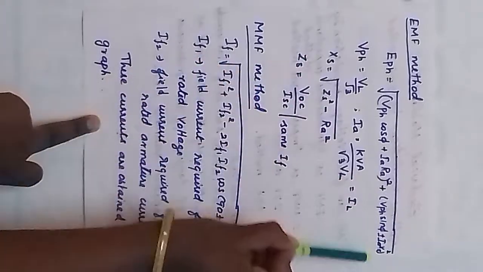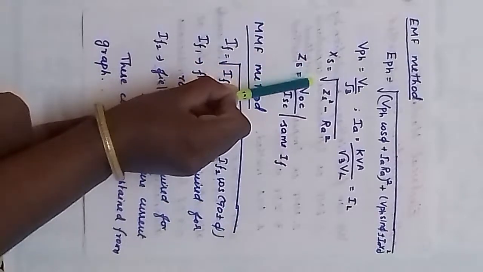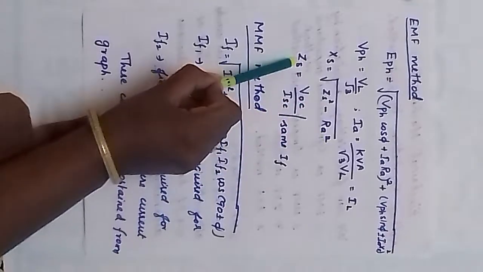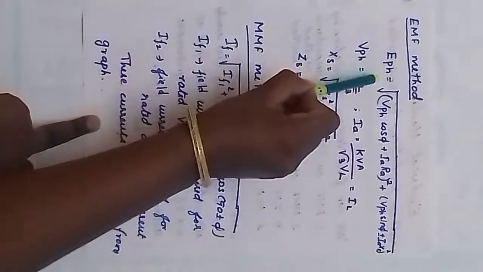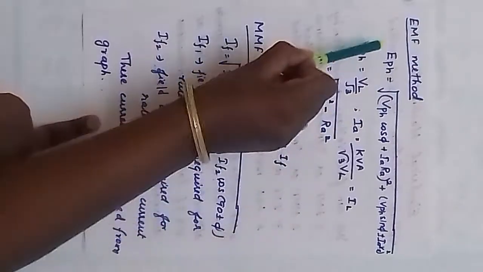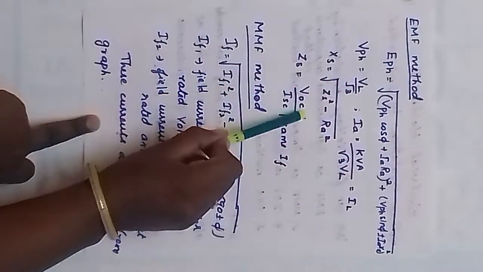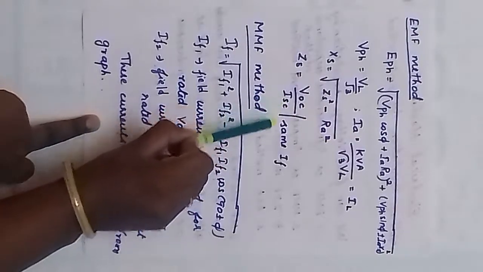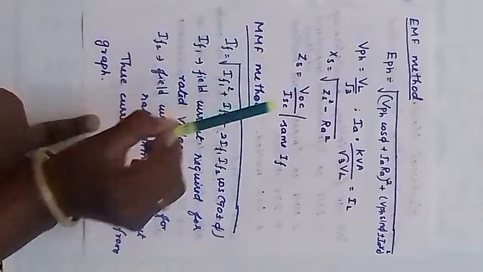And next one is Xs. Xs means synchronous reactance. For synchronous reactance, the formula is the square root of Zs square minus Ra square. Zs means synchronous impedance. So by finding the synchronous impedance, we get the value of E phase. That is why the method is named the synchronous impedance method or EMF method. The synchronous impedance is VOC divided by IAC, and these two values must be taken for the same value of field current.